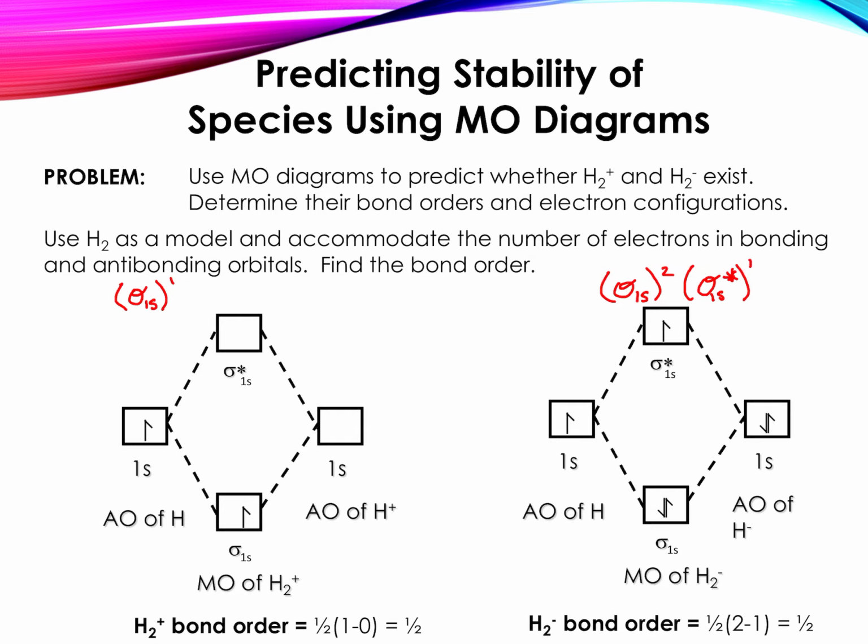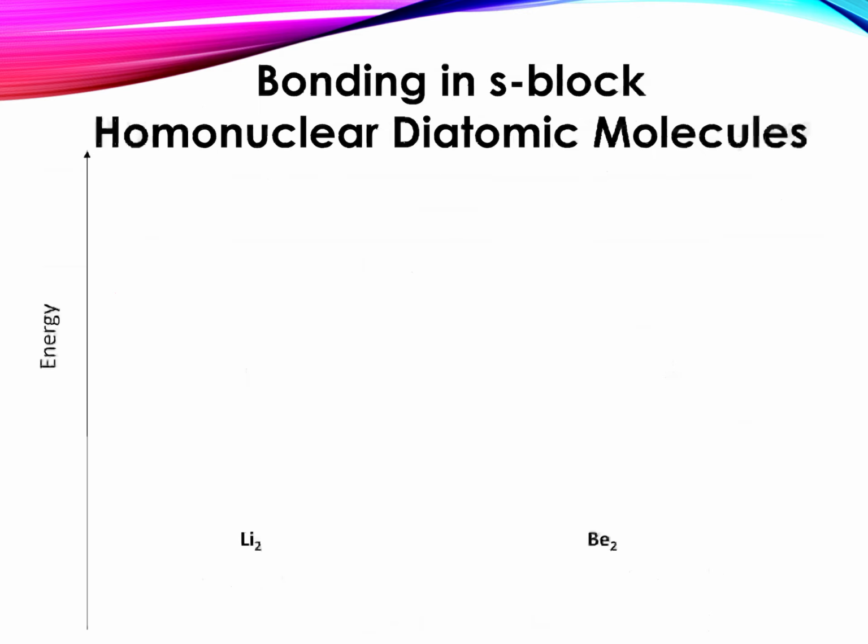So that's how we write them. We put the name of the orbital in parentheses, and then the number of electrons in that orbital goes as a superscript on the outside of the parentheses. So that's how we're doing the electron configuration.